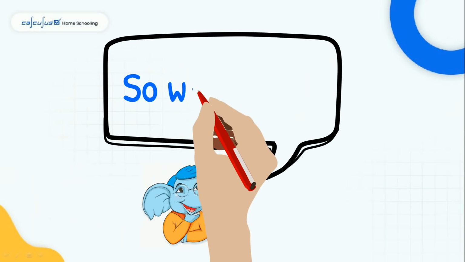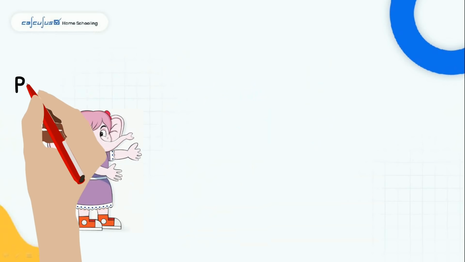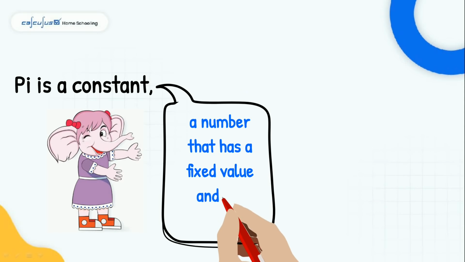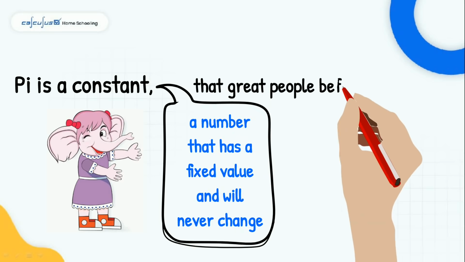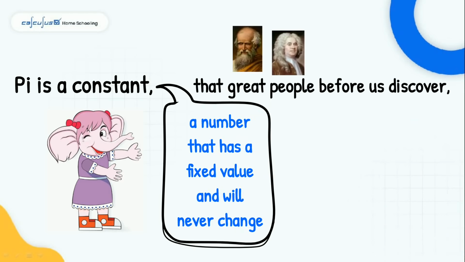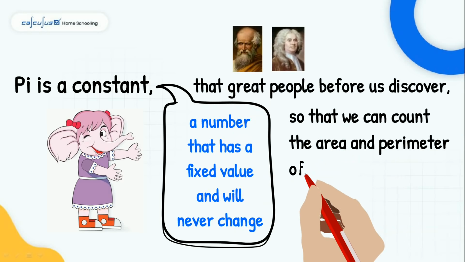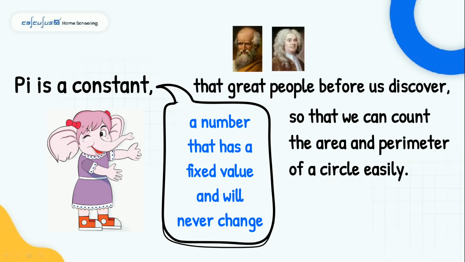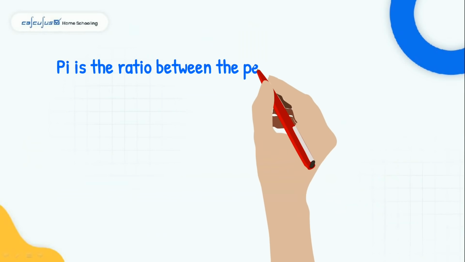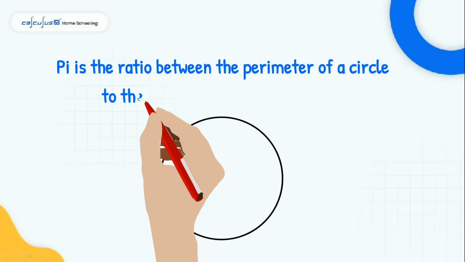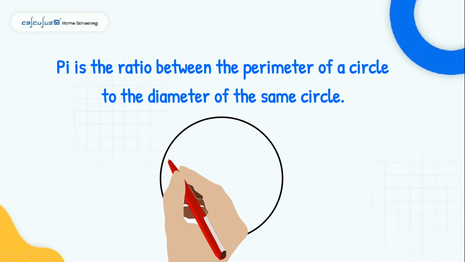So, what is pi? Pi is a constant, a number that has a fixed value and will never change. That great people before us kindly discover for us, so that we can count the area and perimeter of a circle easily. Basically, pi is the ratio between the perimeter of a circle to the diameter of the same circle.